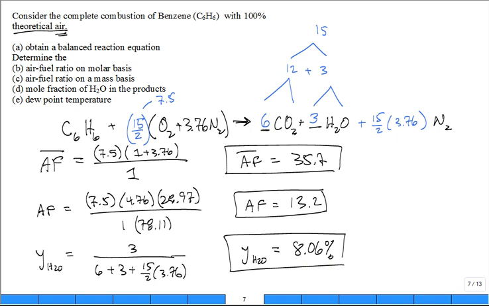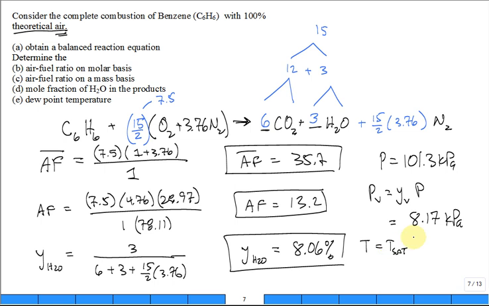And then for part E, what is the dew point temperature? Well, I have to assume the total pressure is atmospheric pressure, 101.3 kilopascal. Hence, the vapor pressure is going to be the mole fraction of the vapor in the products times the total pressure. The vapor pressure comes in at a whopping 8.17 kilopascal. Then I look up the saturation temperature at that vapor pressure to get the dew point temperature, and the dew point temperature comes in right around 41.9, 42 degrees C.